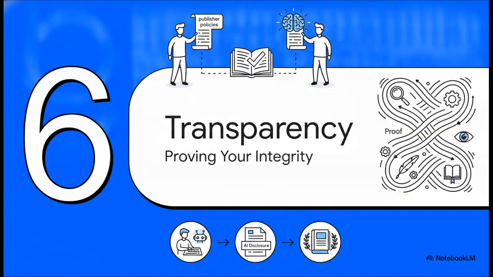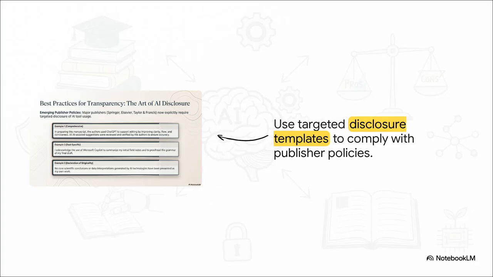And finally, Part 6, Best Practices for Transparency. Major publishers like Springer, Elsevier, and Taylor & Francis now explicitly require targeted disclosure of your AI tool usage. You need to use exact, acceptable templates to comply. You can be comprehensive, stating you used ChatGPT to improve clarity and flow and verified all suggestions. Or you can be tool-specific, acknowledging you used Microsoft Copilot to summarize field notes. The key here is unequivocally stating that no core scientific conclusions were generated by the AI.